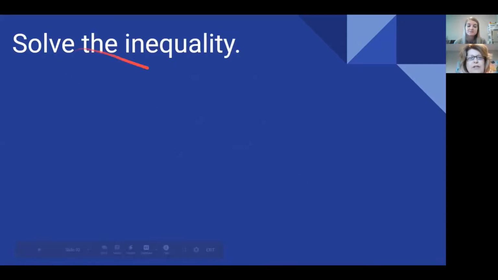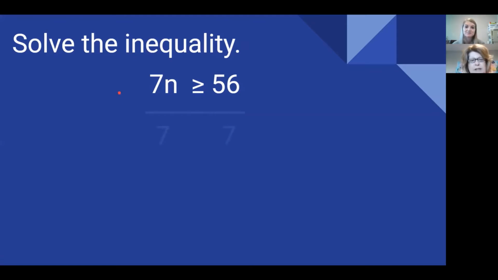So this time it says solve the inequality. So Mrs. Zimmerman, what do I need to get rid of to get my variable by itself this time? We're going to have to get rid of the 7. Yep. So we know from previous math work this year that when you have a number next to a variable, it means to multiply. So the inverse of multiply is divide. So we are going to divide both sides by 7.